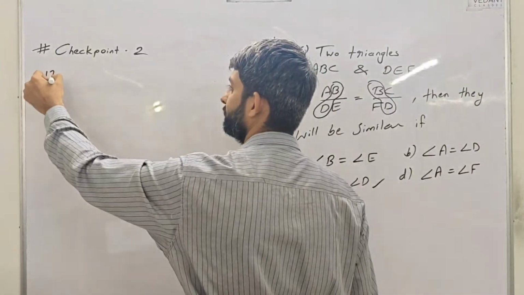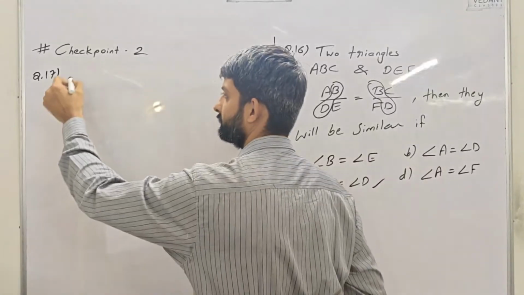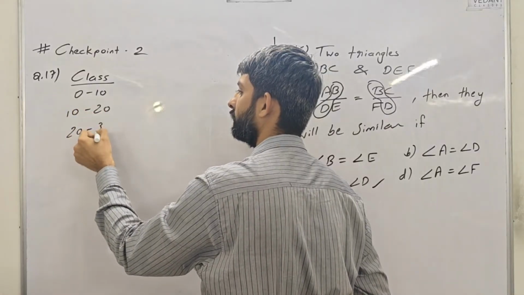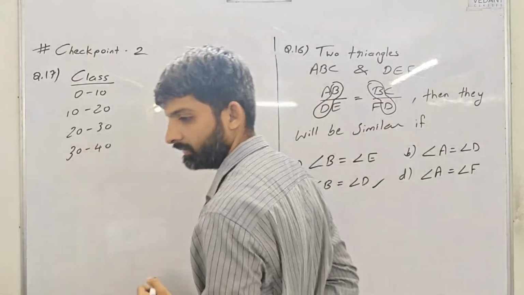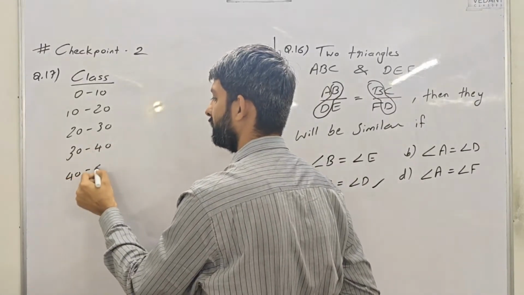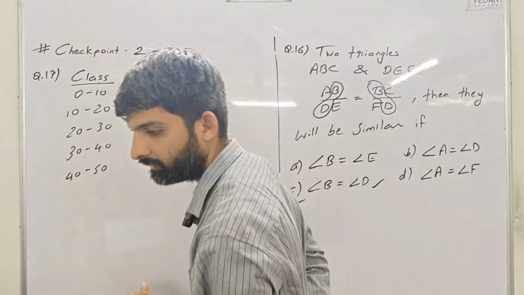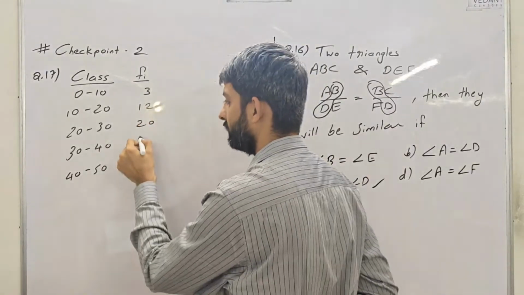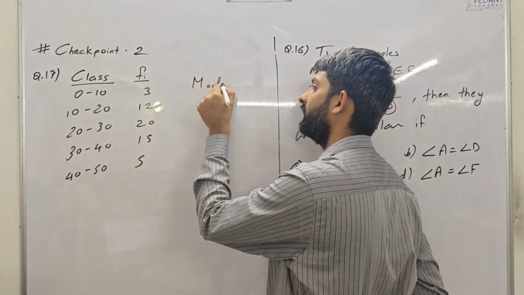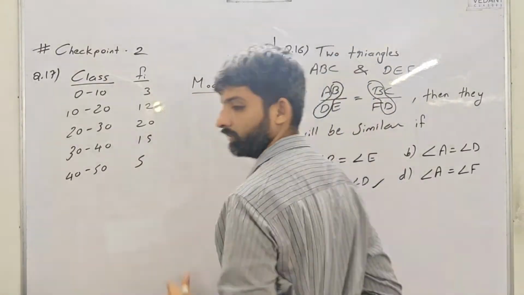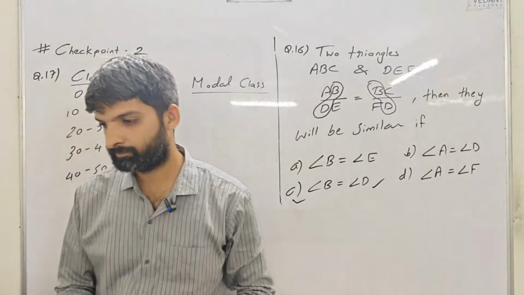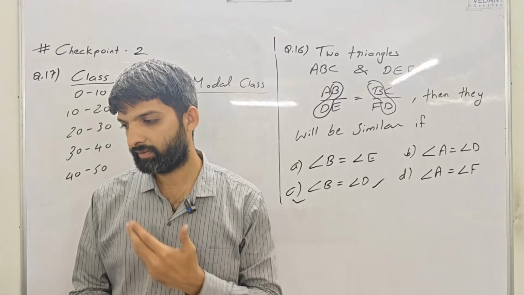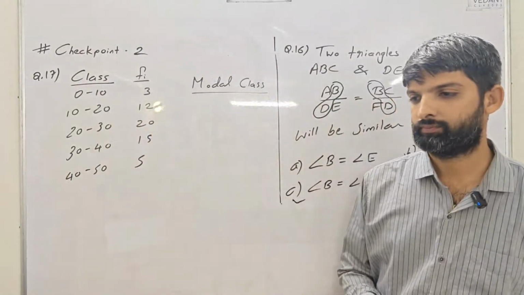Okay, question 17. Let's see something from statistics. Classes are given 0 to 10, 10 to 20, 20 to 30, 30 to 40, and 40 to 50. And frequencies are given 3, 12, 20, 15, 5. You just need to identify the modal class. I will not give the options. Which is the modal class in this?